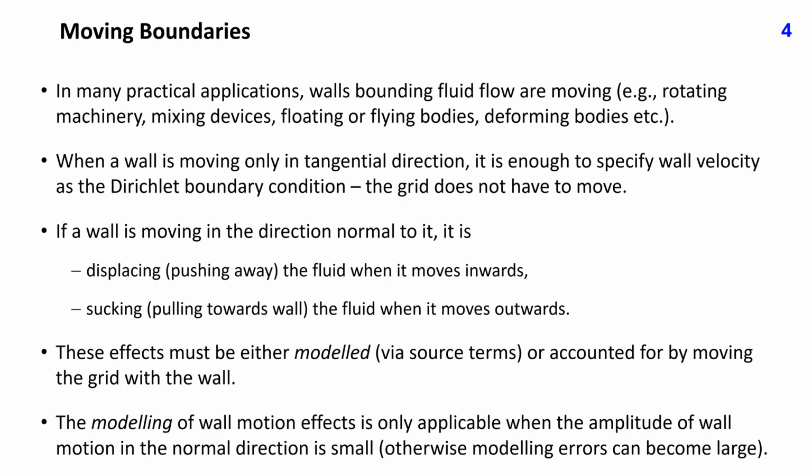If a wall is moving in the direction normal to it, it is displacing, that is pushing away, the fluid when it moves inwards, or sucking, that is pulling towards the wall, the fluid when it moves outwards. These effects must be either modeled via source terms or accounted for by moving the grid with the wall. The modeling of wall motion effects with source terms is only applicable when the amplitude of wall motion in the normal direction is small. Otherwise, modeling errors can become large.